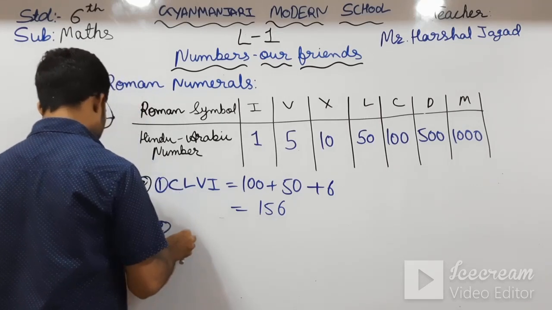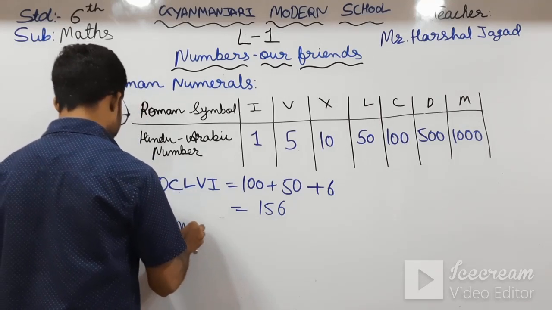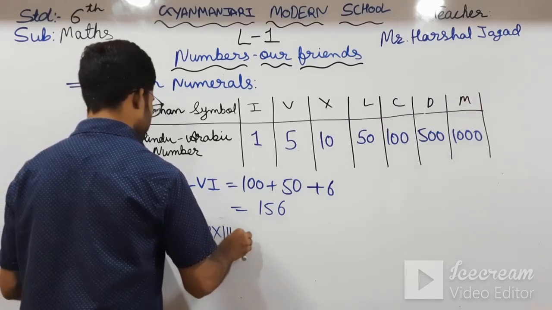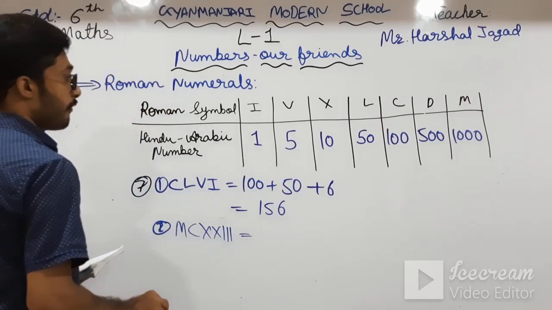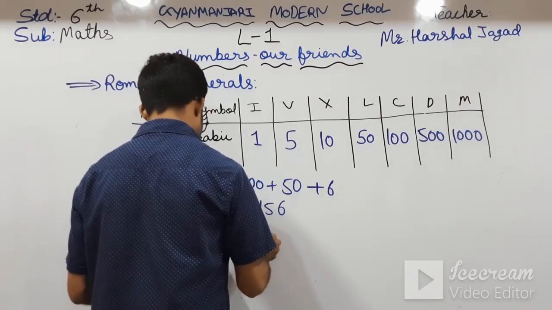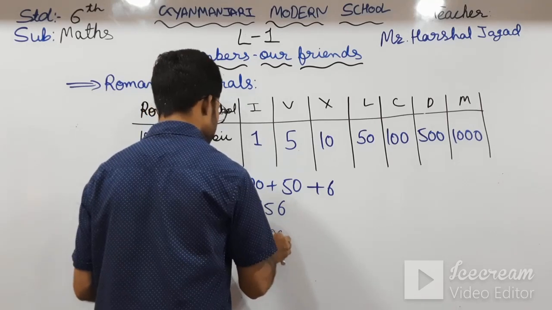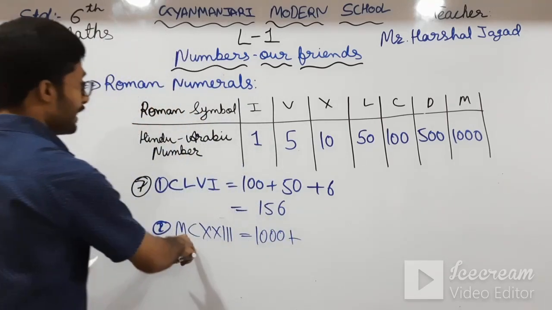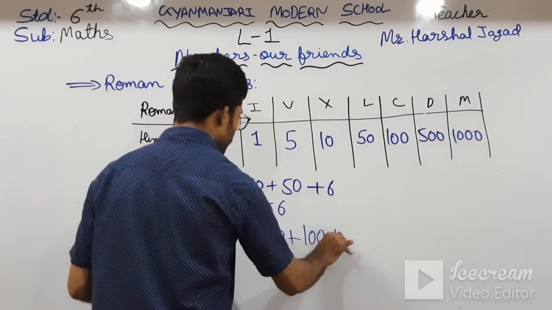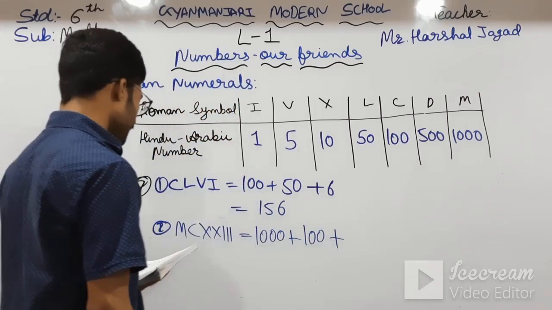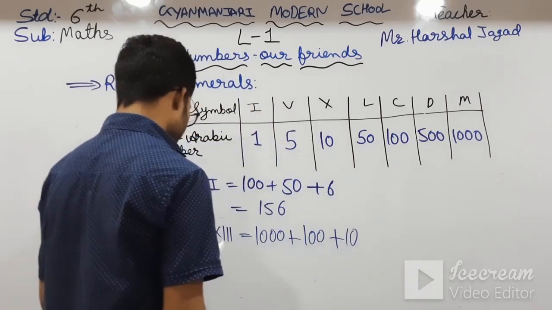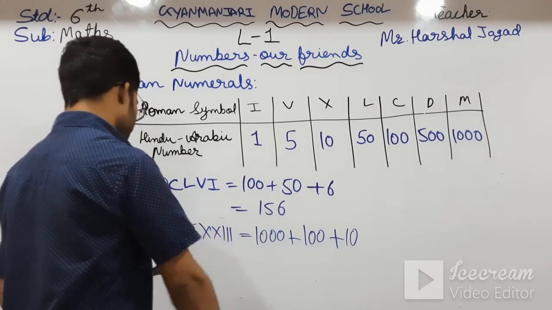Here is the second example in your textbook, that is MCXXIII. What is the value of M? M's value is 1000 plus. What is the value of C? That is 100 plus. What is the value of X? That is 10. And what is the value of XXX?